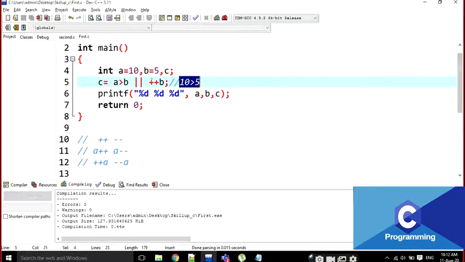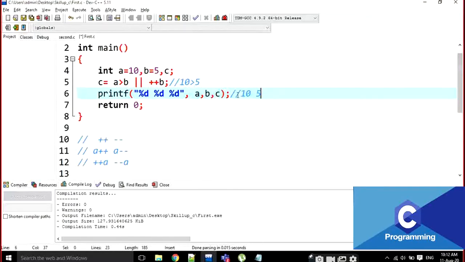If either statement is true, the total statement is true. That's why the C value is 1. Output: A value is 10, B value is not modified, and C value is 1. Okay? So I am going to execute it. 10, 5, 1 is the output. Just observe, everyone. 10, 5, 1 is the output here.